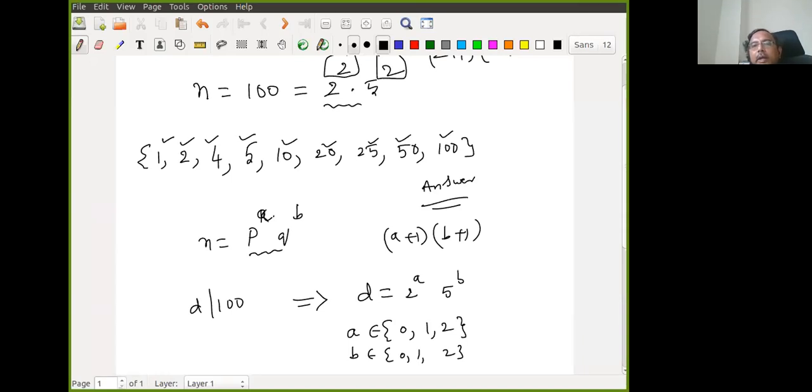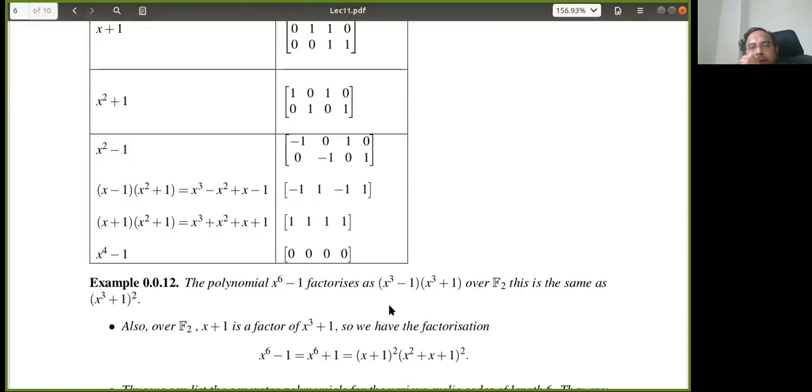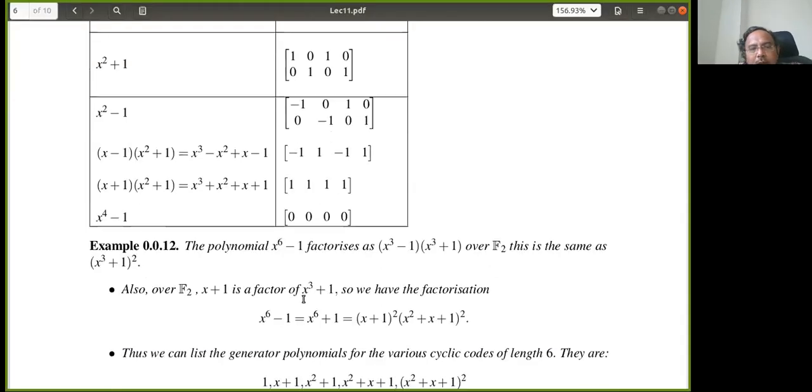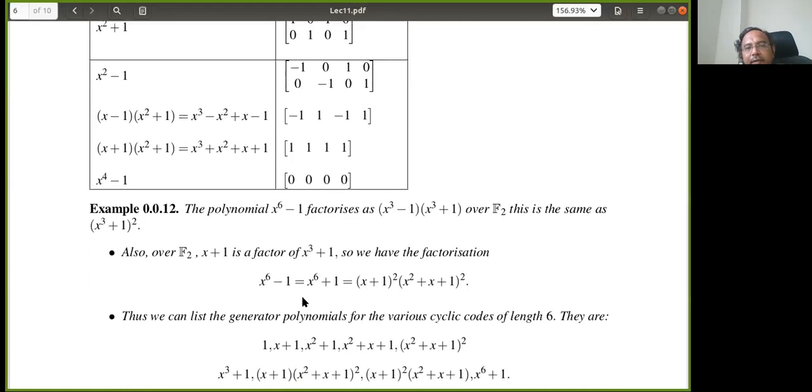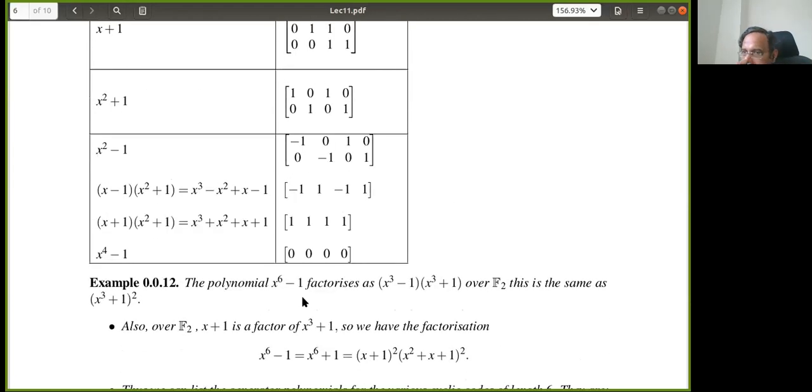Now I'm stopping sharing this part. Now help me: how many factors are there for this? Yeah, Vikram, go ahead. How many factors are there for x cube minus 1, which is x plus 1 whole square into x square plus x plus 1 whole square? How many are there?